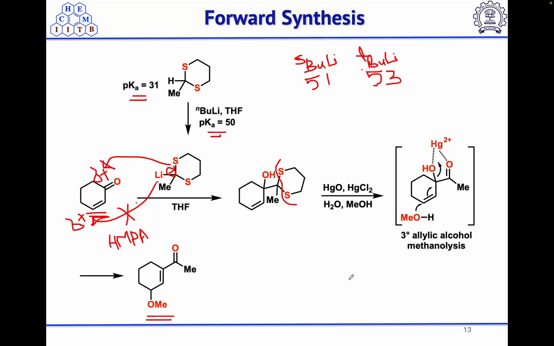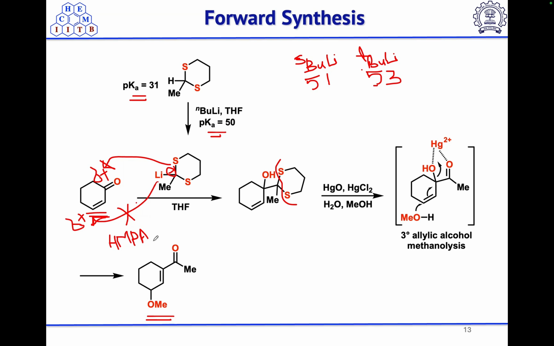So this is very interesting. If you have this type of scenario in your molecule, where you have this tertiary allylic alcohol and also this alpha-hydroxyketone, in this condition you can easily do the methanolysis. Okay, so this is our target molecule. You can see how we can synthesize this molecule from this cyclohexenone. Now in the next slide I will explain the role of this HMPA.